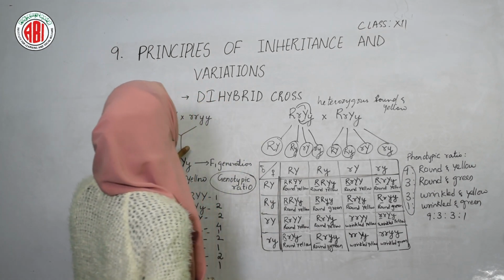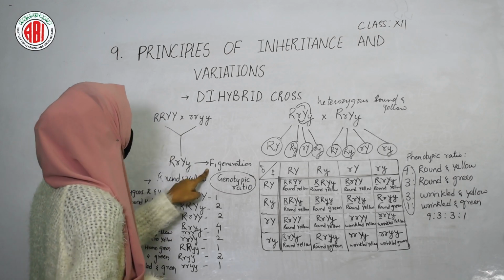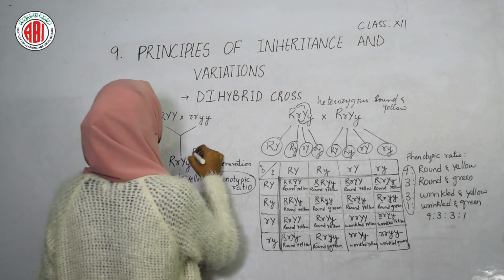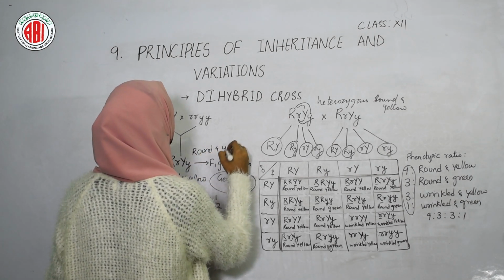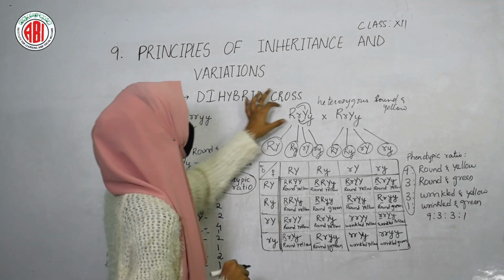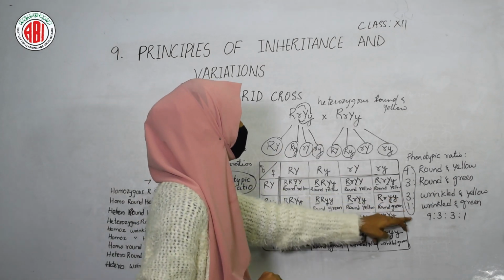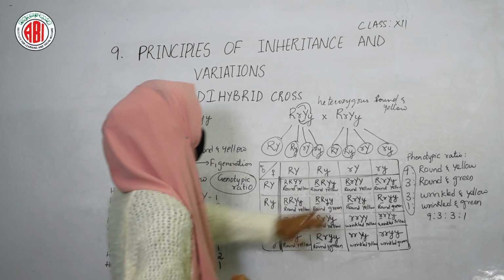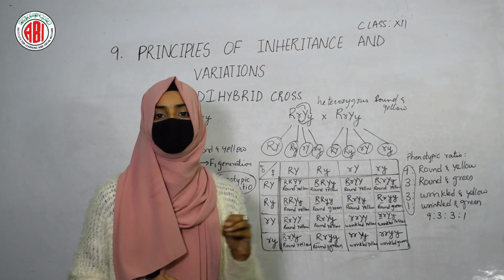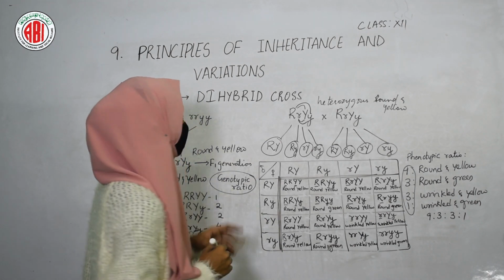When we cross these 2 pure lines, the F1 generation produces all offsprings that are round and yellow. That means only dominant traits get expressed in the F1 generation. When the F1 generation is self-crossed, 16 offsprings are produced that show 9:3:3:1 as the phenotypic ratio, and the genotypic ratio can be calculated based on the presence of alleles in the different offsprings. So this is about the dihybrid cross.